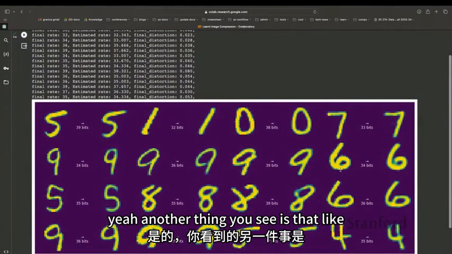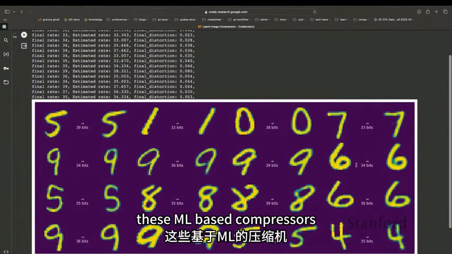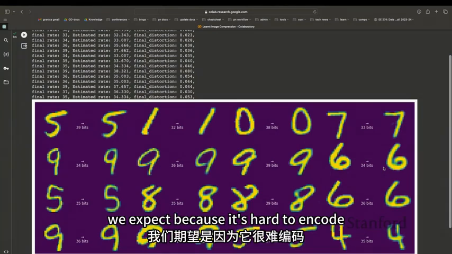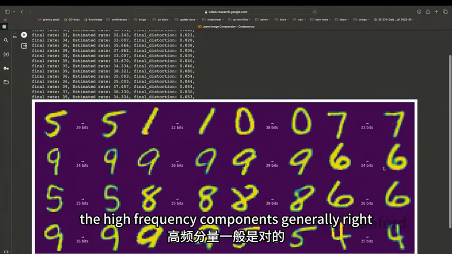Another thing you see is that these ML-based compressors are doing a lot of low-pass filtering, like smoothing, which we again expect because it's hard to encode the high-frequency components generally, right?